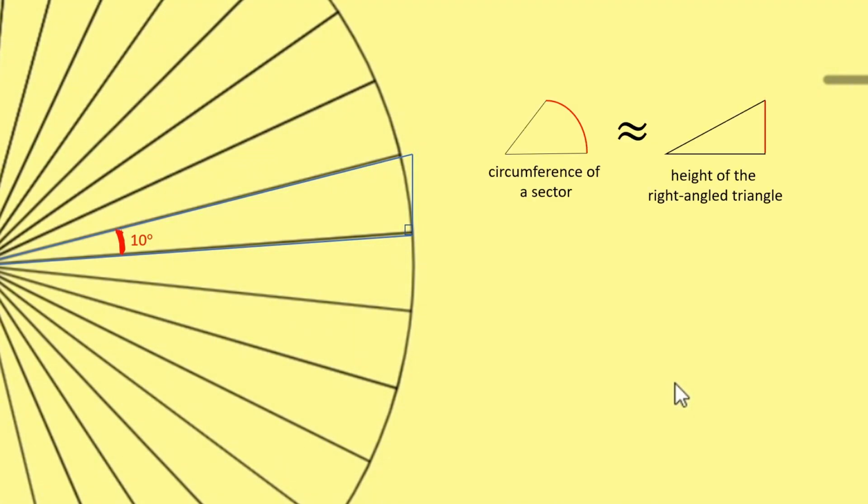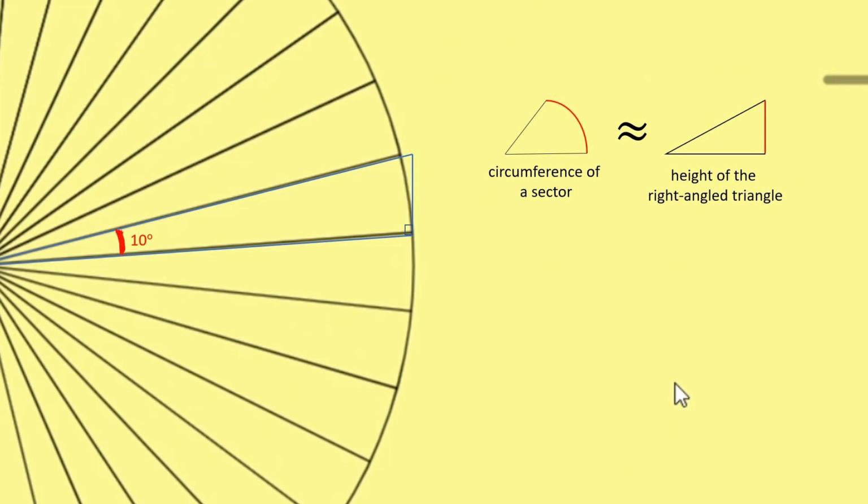length. We construct a right triangle in each sector, and then remember that its angle is 10 degrees, this is because the circle is divided into 36 equal parts, so 360 divided by 36 is 10 degrees. Notice that the circumference of a sector is similar to the height of the right-angled triangle. So, in order to calculate the circumference, we first need to determine the height of the triangle.